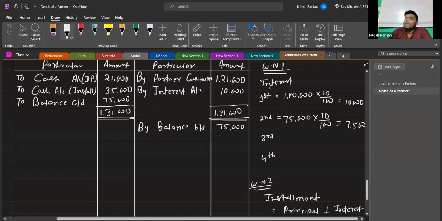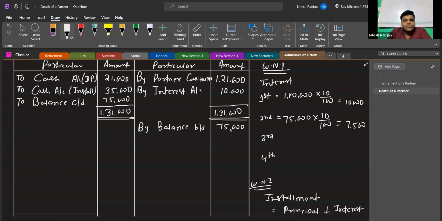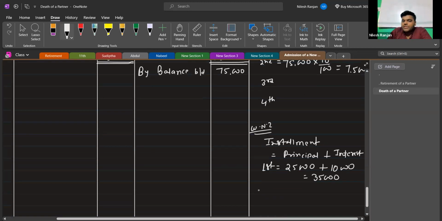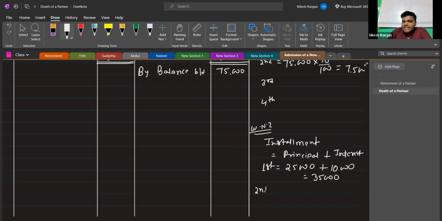I told you that interest is calculated on balance. So the balance amount is 75,000 in current year. Now, what will be the interest plus principal? That is second installment amount.